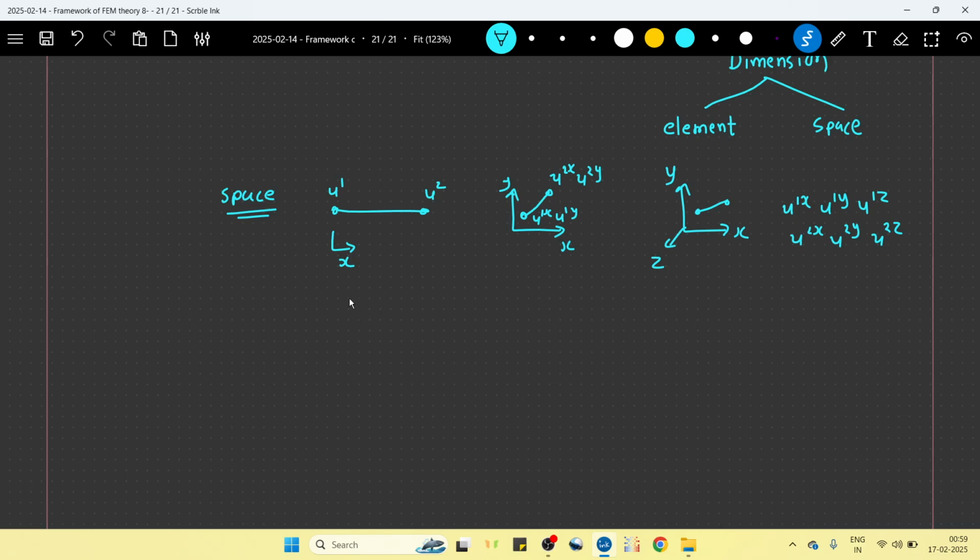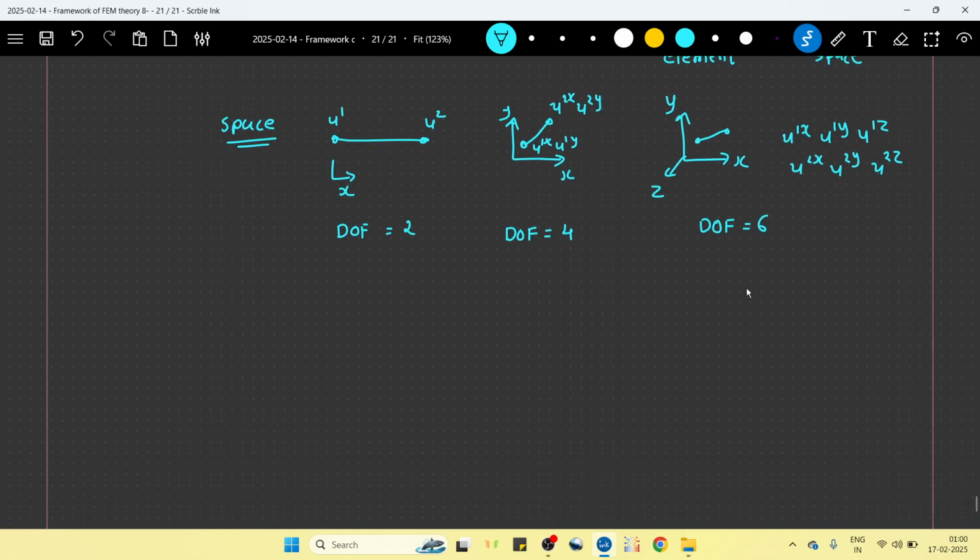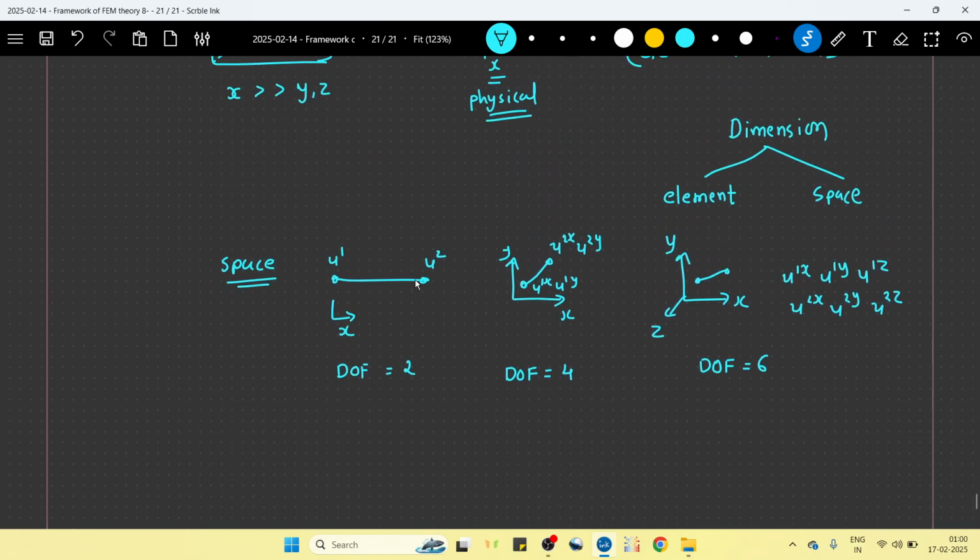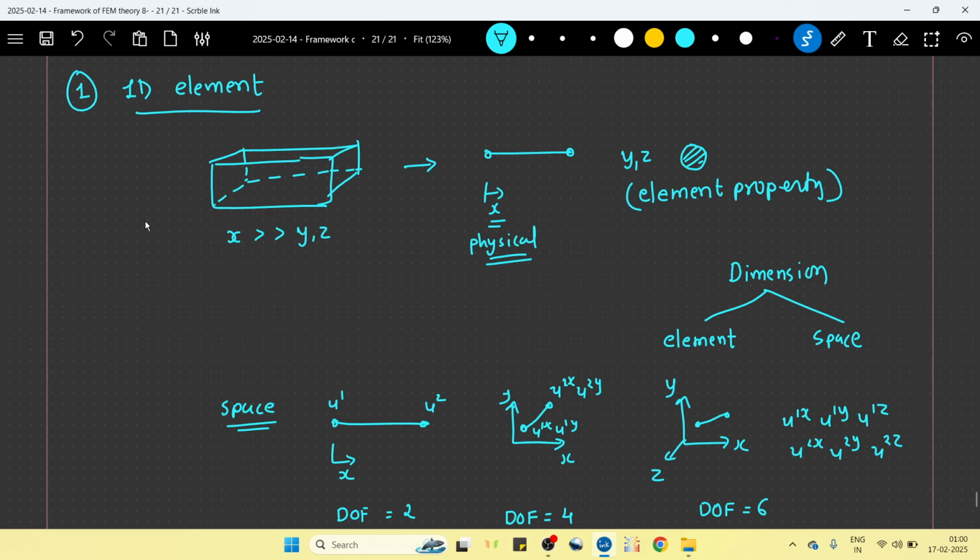So here the degree of freedom per element is equal to 2: 1 degree of freedom for each node. Here 2 degrees of freedom for each node, so the degree of freedom for the entire element is 4. In 3D, the element degree of freedom is 6. So this is about the bar element. Some people call it a truss element also.